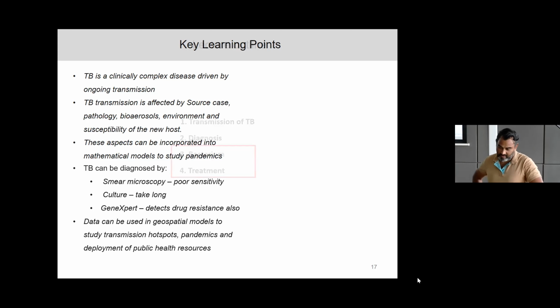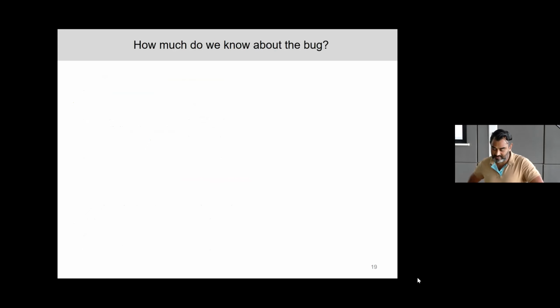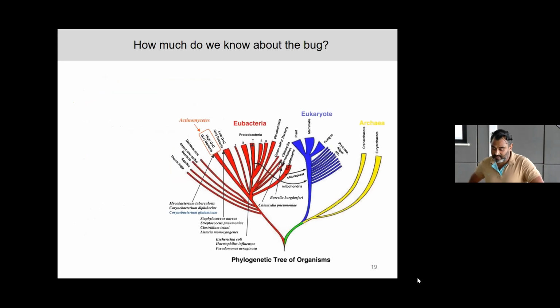Okay, cool. Okay, guys, so the final components, I'm going to take these two together, the bacterium and treatment, right? I mentioned TB is caused by a bug, so I thought I'll show you the tree of life for bacterial organisms. The tree of life for bacteria is divided into three main branches: the archaea, bacteria that live in geothermal vents, very strange organisms; the eubacteria; and then the actinomycetes.